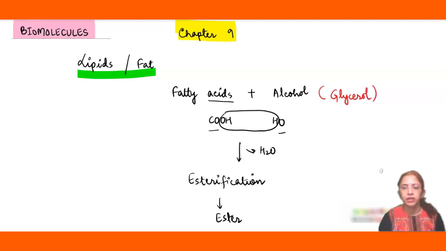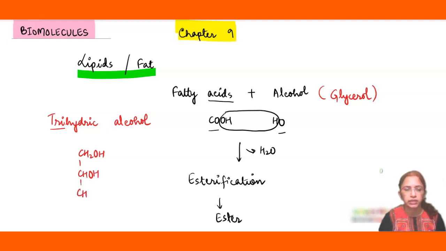Okay. Now glycerol is very important. It's an example of a trihydric alcohol. When I say trihydric alcohol, it means it has how many groups? Yes, 3 groups of alcohol. So its structure is CH2OH, CHOH and CH2OH. This structure is very important. The chemical formula is important. You can see here in the structure that 3 OH are there.